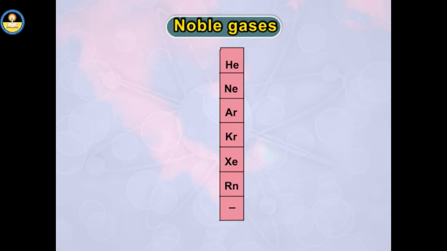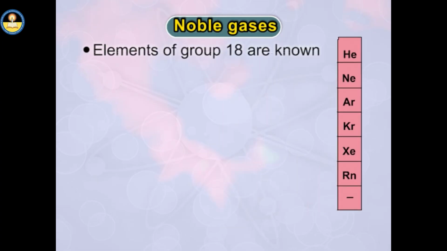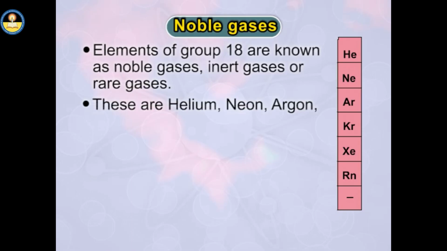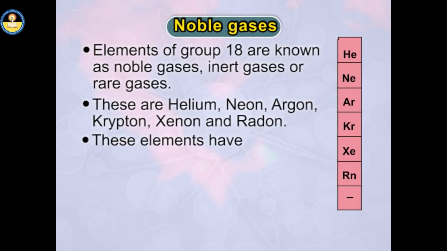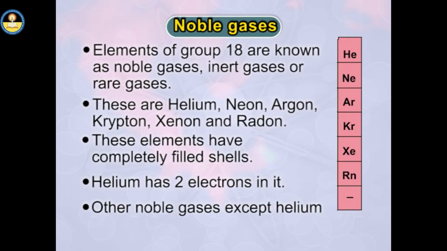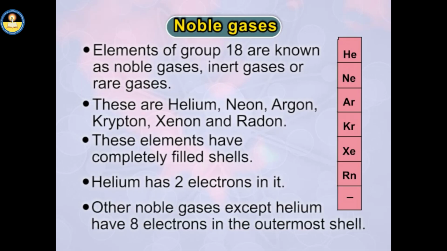Noble gases. Elements of group 18 are known as noble gases, inert gases, or rare gases. These are helium, neon, argon, krypton, xenon, and radon. These elements have completely filled shells. Helium has 2 electrons in it. Other noble gases except helium have 8 electrons in the outermost shell.